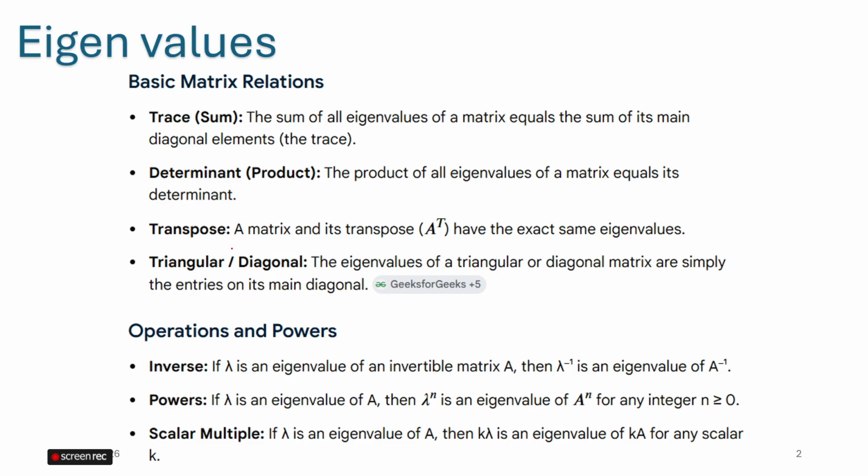Okay, so the first property which we have here is the trace of a matrix. Trace is nothing but, if you have a matrix and you sum the diagonal elements, the sum of diagonal elements is called the trace of a matrix. The sum of all eigenvalues of a matrix is equal to the sum of the main diagonal elements, so we call that the trace of a matrix.